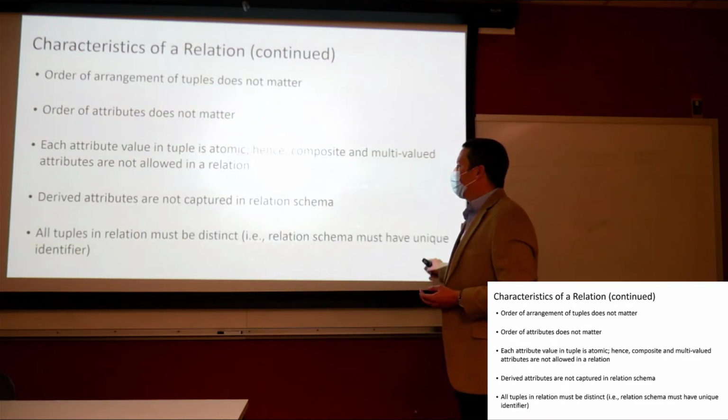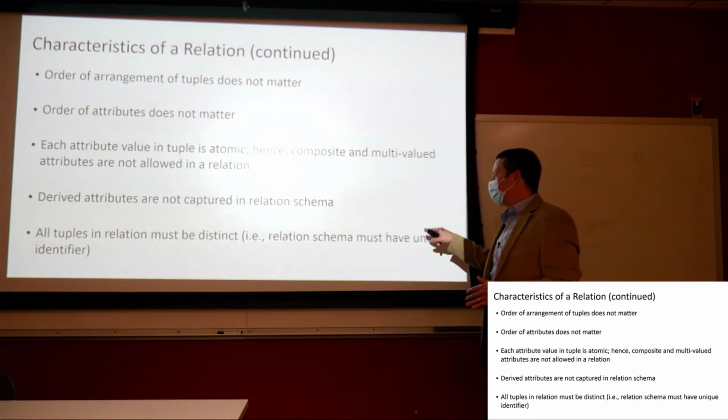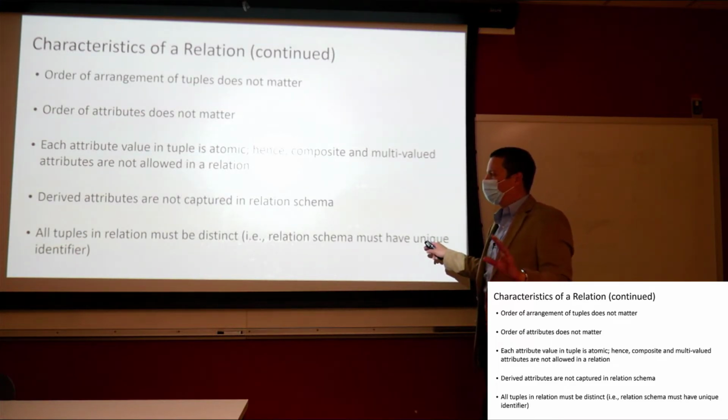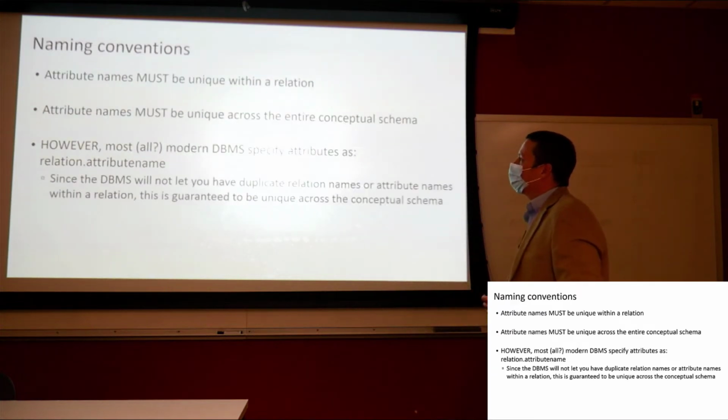And all tuples in the relation must be distinct. We can't have any duplicate tuples, and effectively what this means is that there must be some combination of attributes, one or more, that we can use as a unique identifier. We can't have any duplicate tuples in our relation. We'll have examples of most of this throughout the rest of the evening.